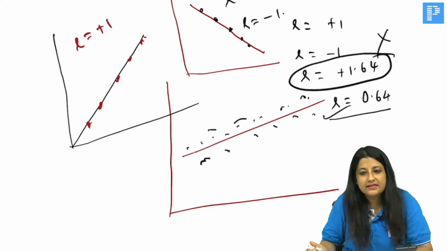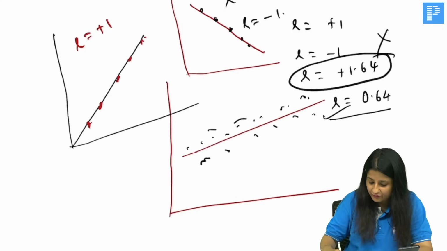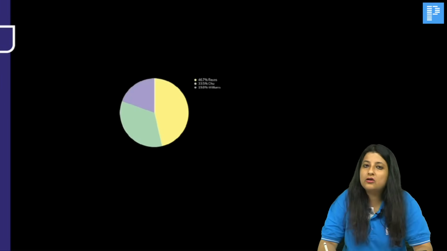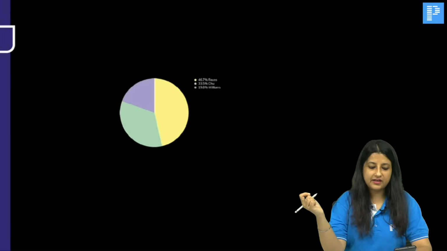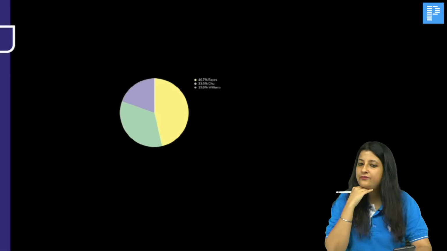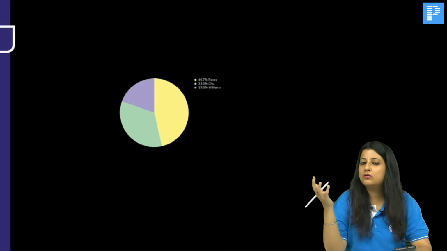Below 0.4. Is it okay? So just try to identify from the images. Next one on the clock, what is this image? Is it for a quantitative variable or is it for a qualitative variable? What is your answer here?